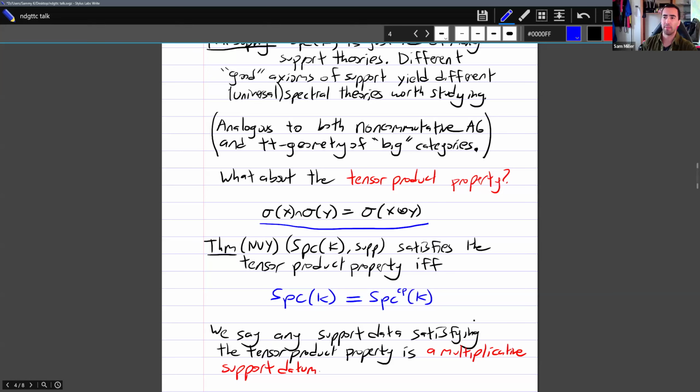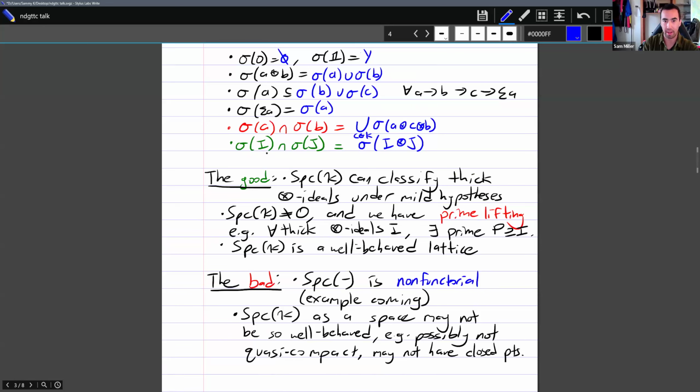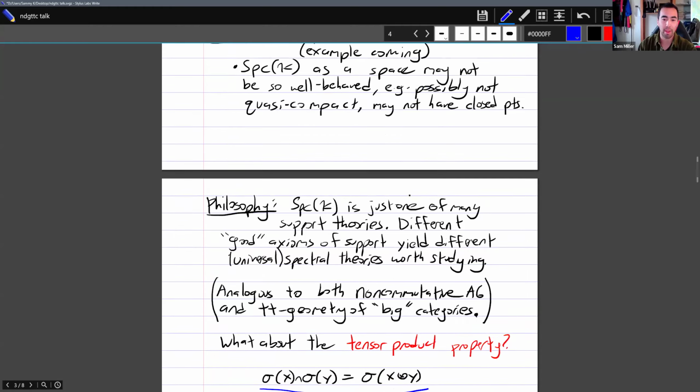I'm going to say for this talk, at least, that any support data that satisfies this tensor product property is a multiplicative support data. And going back up here, you can see that being multiplicative actually implies both of these two weaker multiplicativity conditions as well.